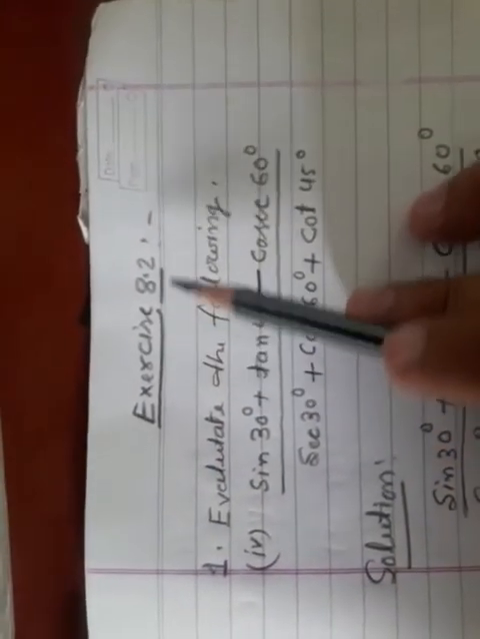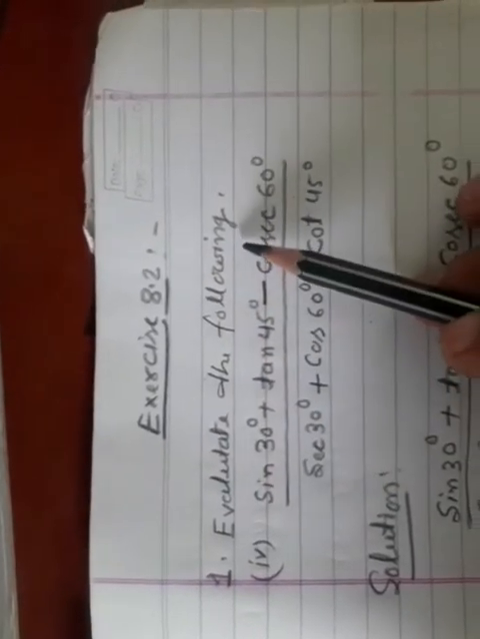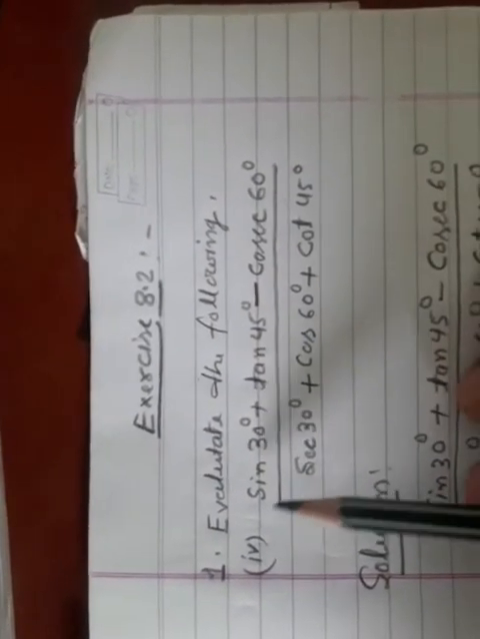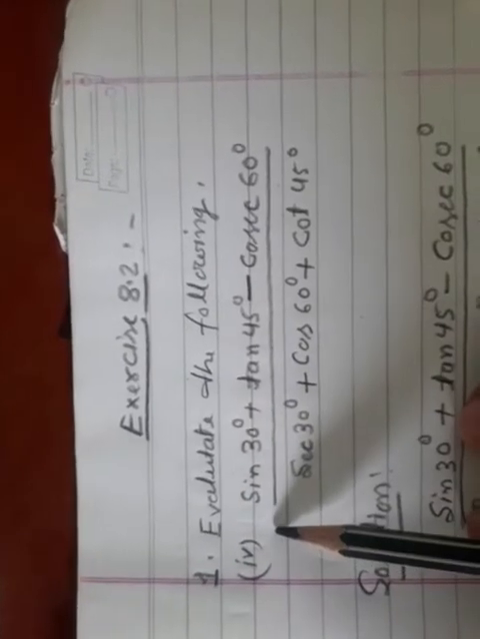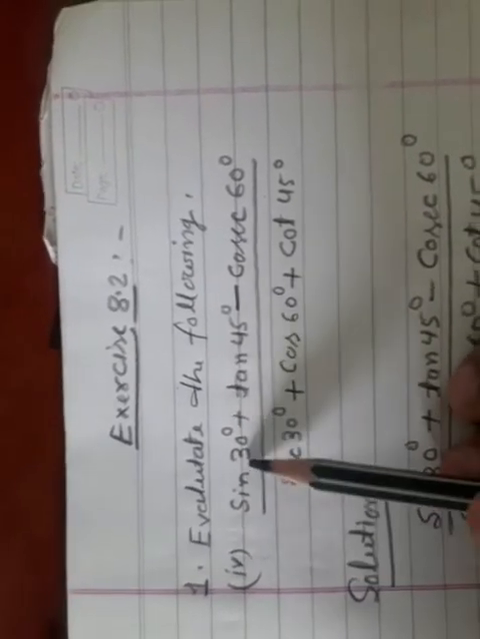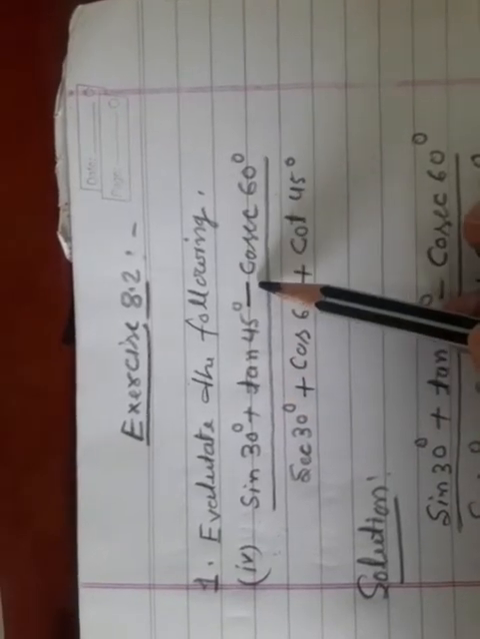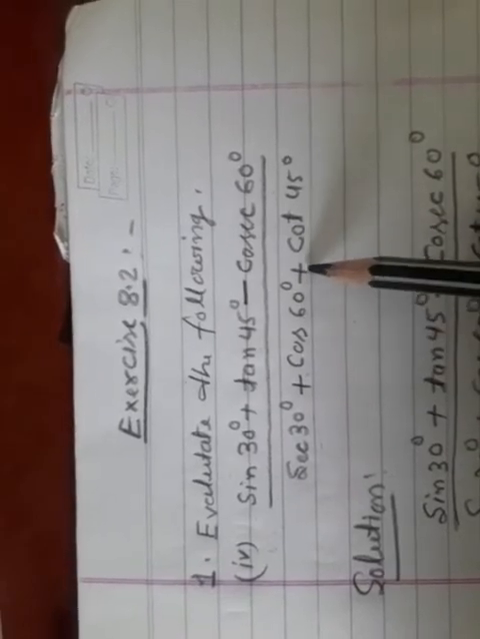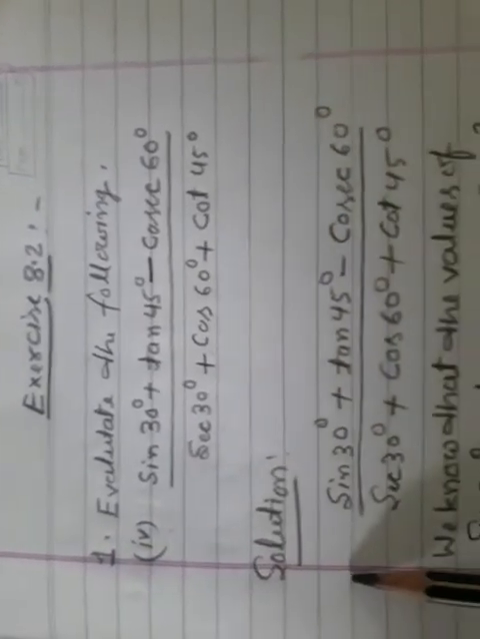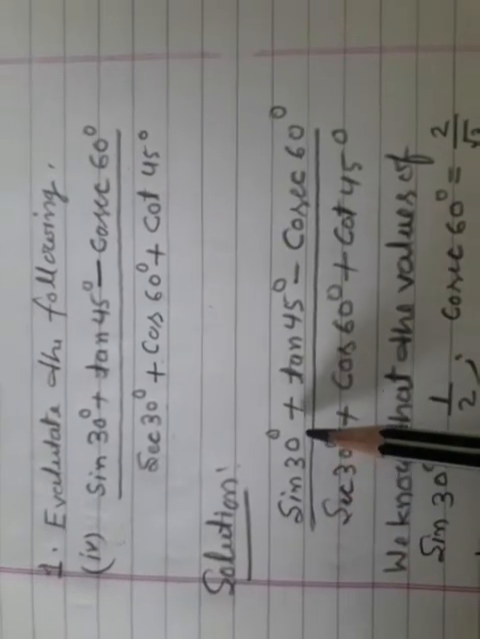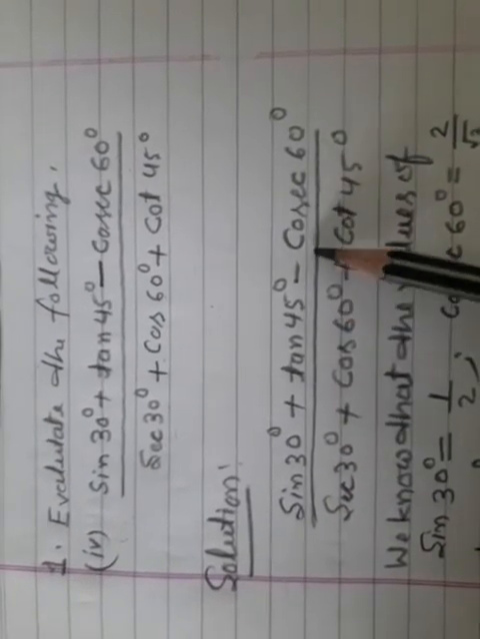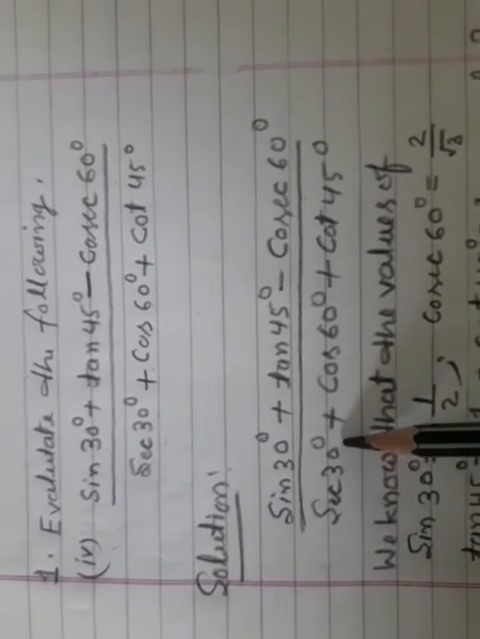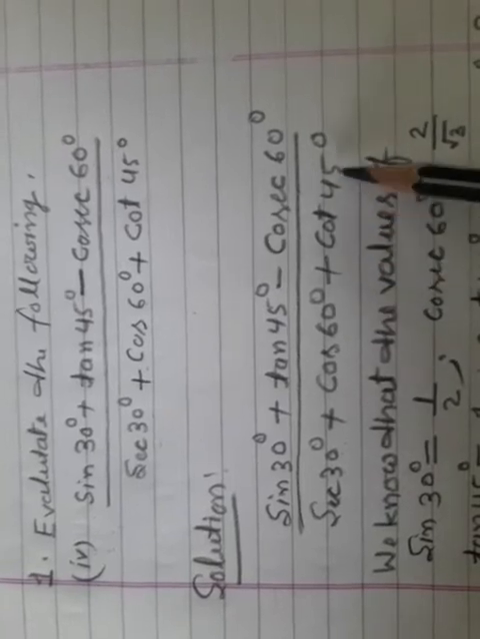Clear? Now we discuss exercise 8.2. Evaluate the following. Here 5 parts are given; we discuss only one part. Part 4: sin 30 degree plus tan 45 degree minus cosec 60 degree upon sec 30 degree plus cos 60 degree plus cot 45 degree. Now the solution here. Let sin 30 degree plus tan 45 degree minus cosec 60 degree upon sec 30 degree plus cos 60 degree plus cot 45 degree.